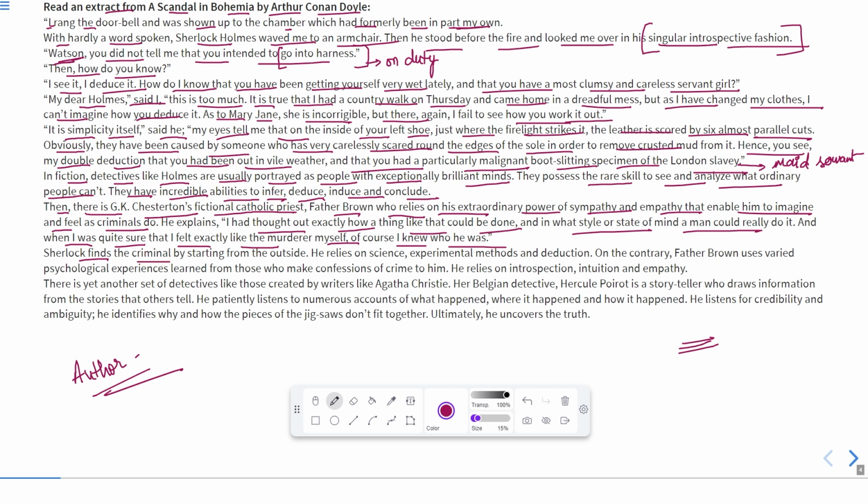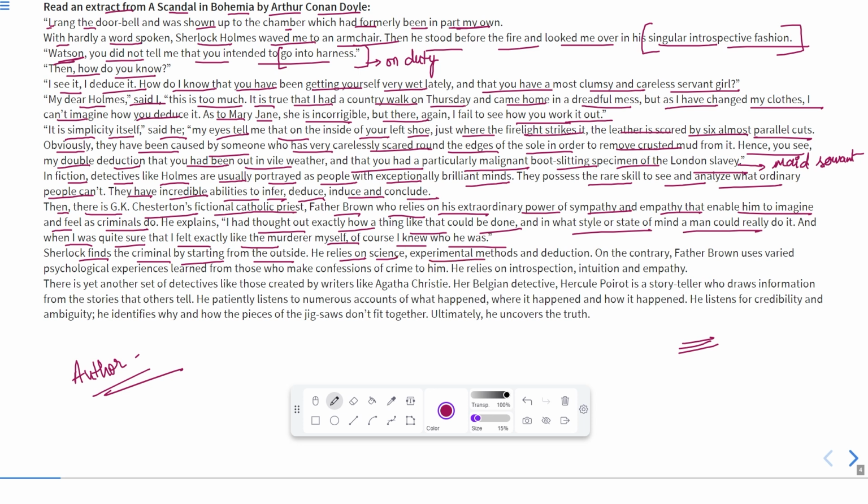Sherlock finds the criminal by starting from the outside. Okay, starting from the outside, it means he does not capture the criminal directly. In fact, he just tries to see the outer things of the criminal, and in that manner he used to detect the criminals. But well, these are the different styles of different detectives who investigate the cases and try to find out the criminals. So these are the styles which have been stated over here.